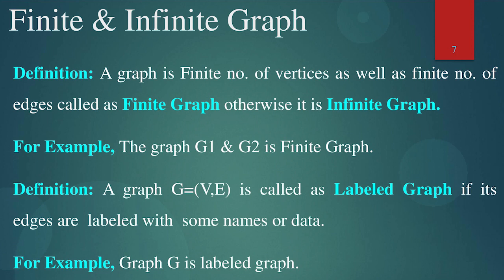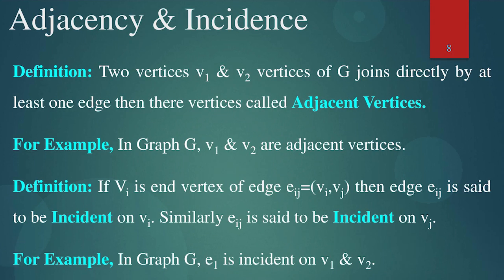Next definition: a graph G equal to (V, E) is called a labeled graph if its vertices or edges are labeled with some names or data. For example, graph G is a labeled graph. Adjacency and incidence. If two vertices V1 and V2 of G are joined directly by at least one edge, then those vertices are called adjacent vertices. For example, in graph G, V1 and V2 are adjacent vertices.